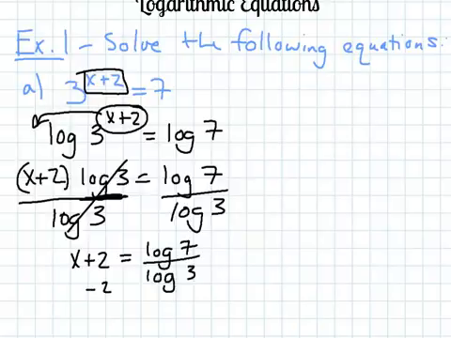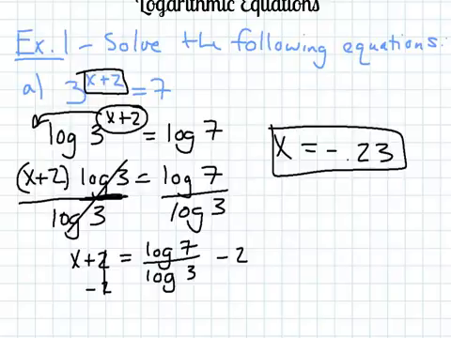And then I can subtract 2 from both sides. So then x will equal negative 0.23, and let's round to the hundredths there. Okay, so that would be my answer.